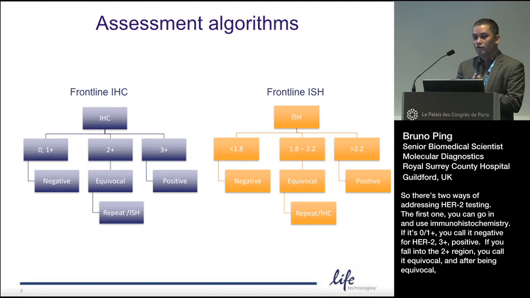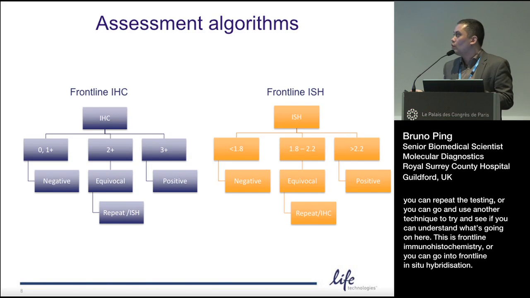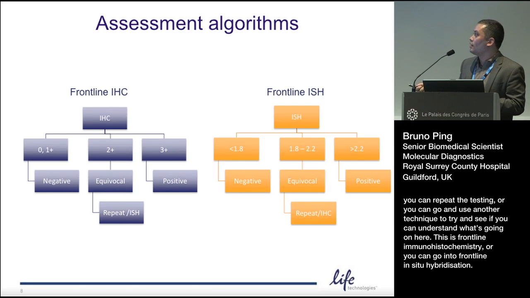And what do hospitals normally do after that? There are 2 ways of addressing Her-2 testing. The first one, you can go in and use frontline immunohistochemistry. If it's 0 or 1+, you call it negative for Her-2, 3+ positive. If it falls into the 2+ region, we call it equivocal. After being equivocal, you can repeat the testing, or you can use another technique to try and see if you can understand what's going on here.